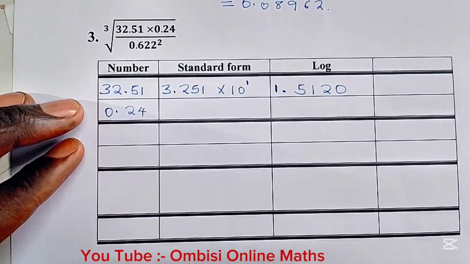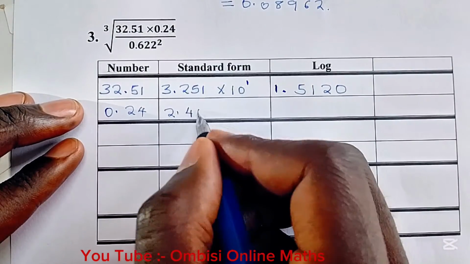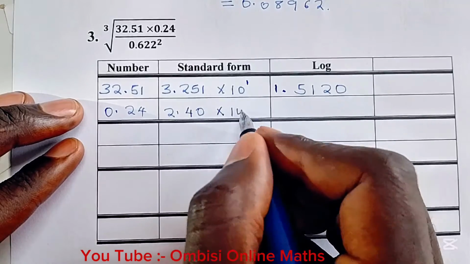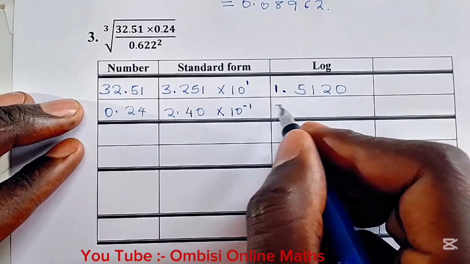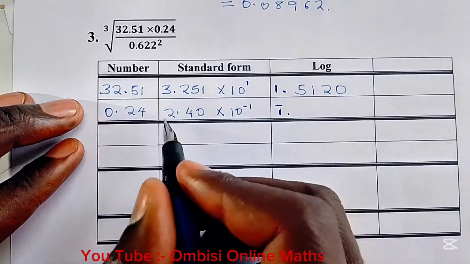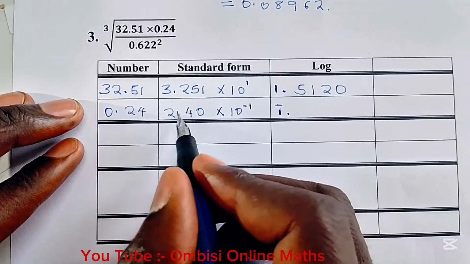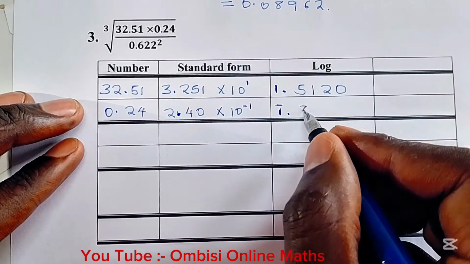We go ahead and look for the second number on the numerator, which is 0.24. Now 0.24 is the same as 2.40 times 10 raised to bar 1. So the logarithm is bar 1 point. 2.4 in the column of 0. This one gives us 3802.